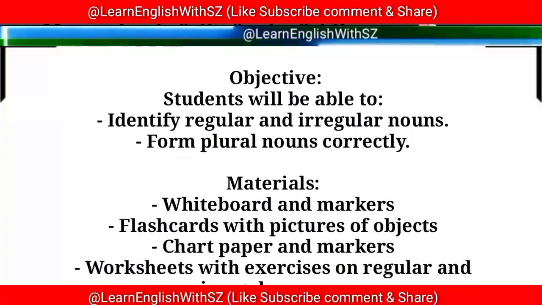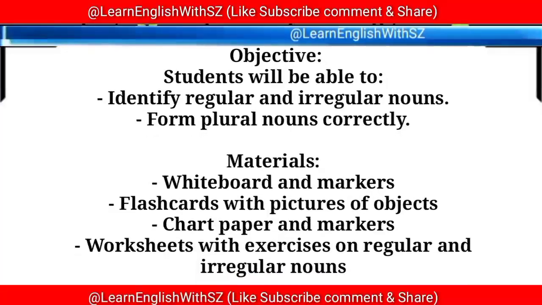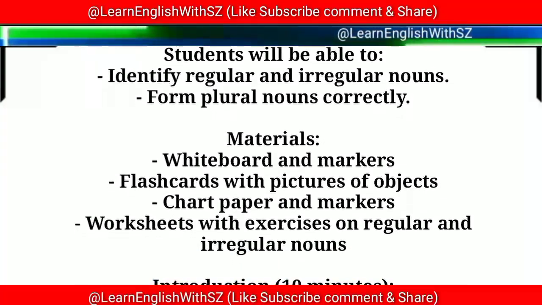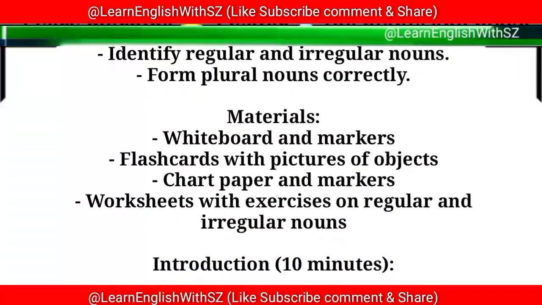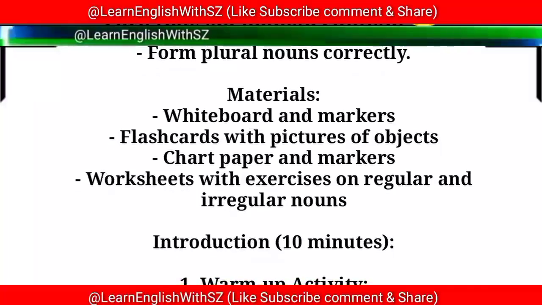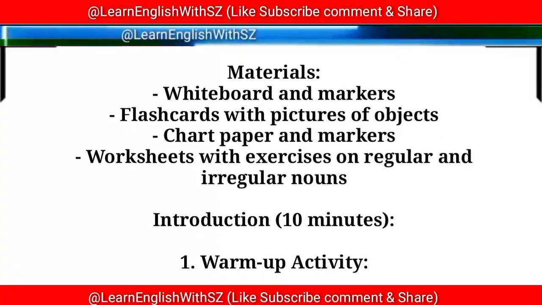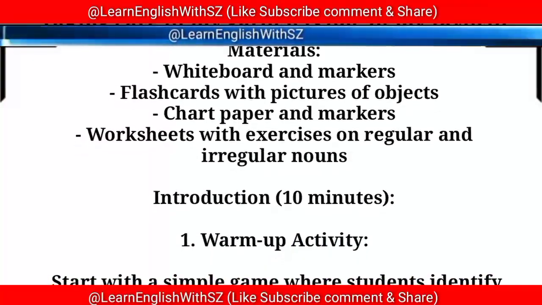Materials: whiteboard and markers, flashcards with pictures of objects, chart paper and markers, worksheets with exercises on regular and irregular nouns. Introduction, 10 minutes.